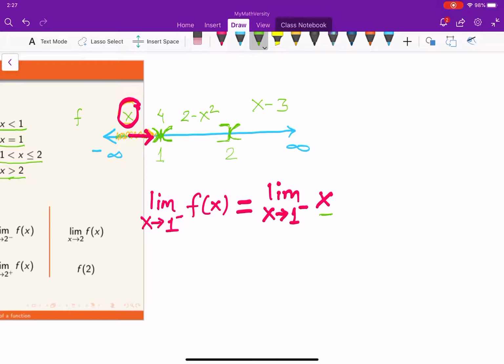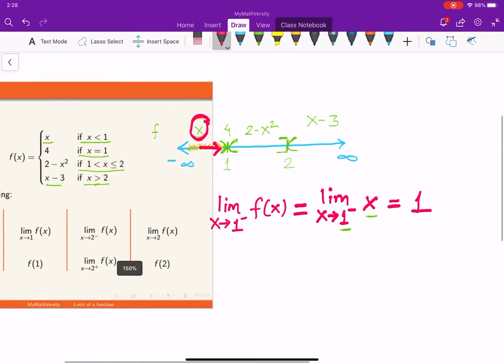We can just use the direct substitution property, or you don't even need to think about that. When x gets closer and closer to 1 from the left side, x also approaches the same number. By the substitution property, we just replace x by 1, and so 1 is the left side limit of the function at 1.